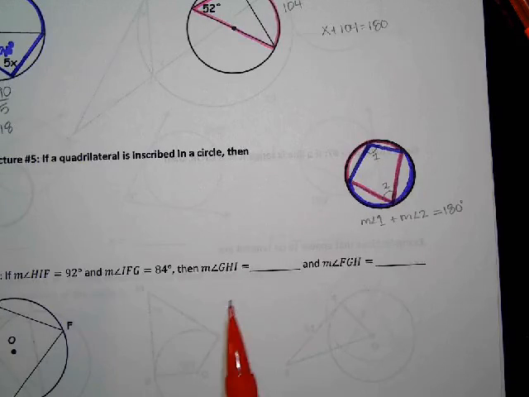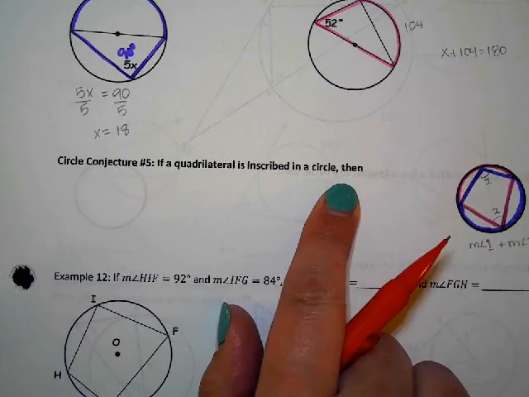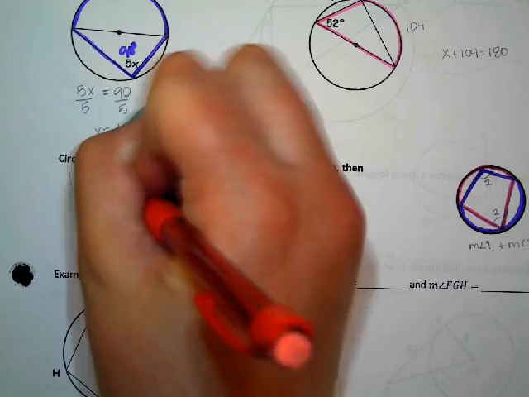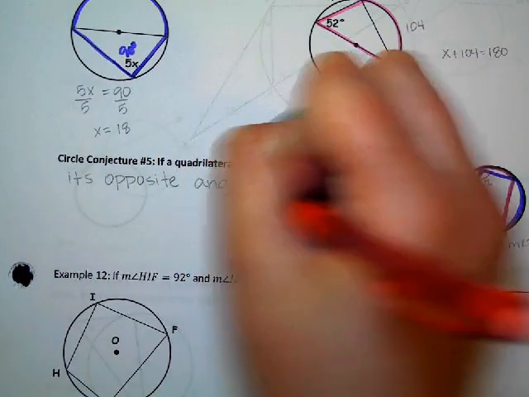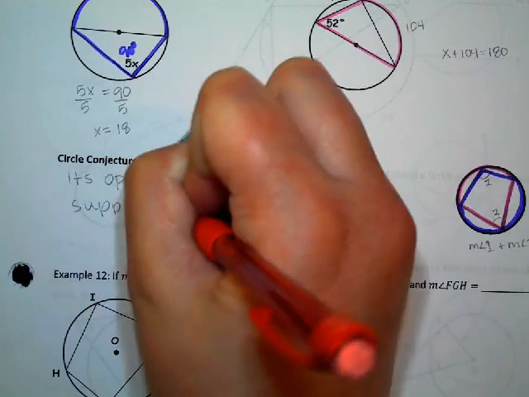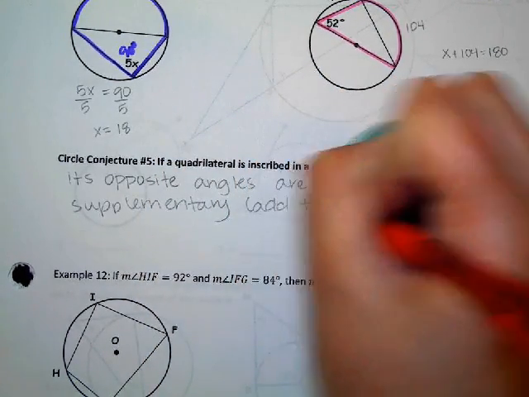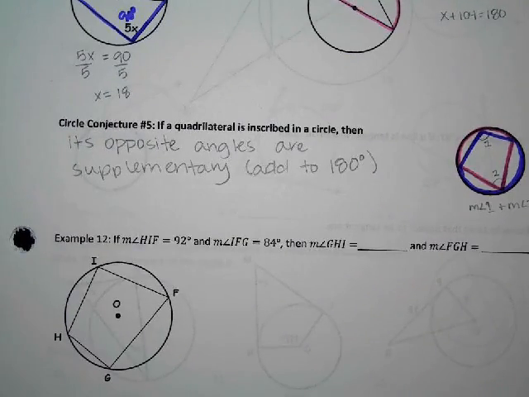Okay. So if we look at this, we're going to go ahead and finish that sentence, actually. If a quadrilateral is inscribed in a circle, then its opposite angles are supplementary, which means they add to 180 degrees. So it's a time saver, that's all it is, but you can still do the problem even if you don't remember that.